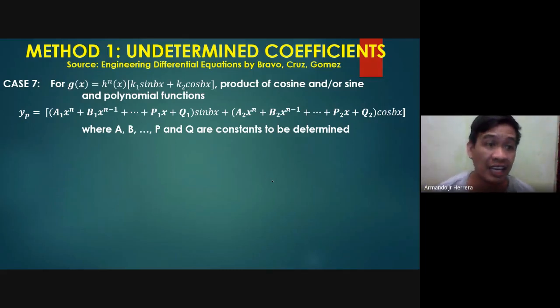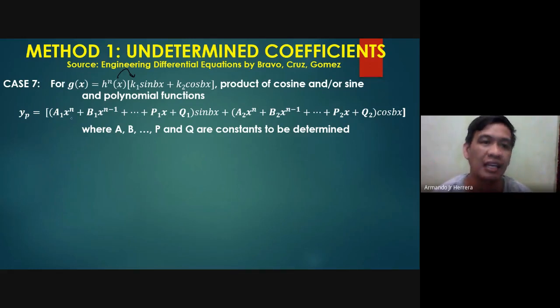Okay, so let's move on to case number 7. For g of x, we have a polynomial of degree n multiplied by k1 sine bx plus k2 cosine bx. So it's a product of cosine or sine and a polynomial function.